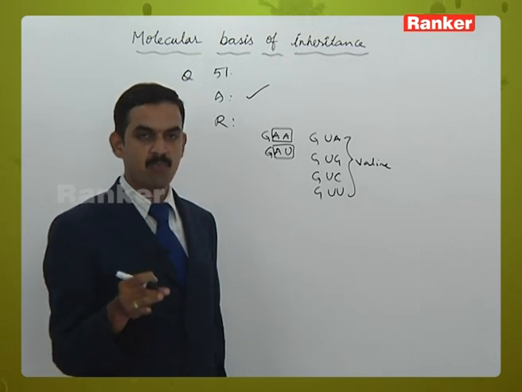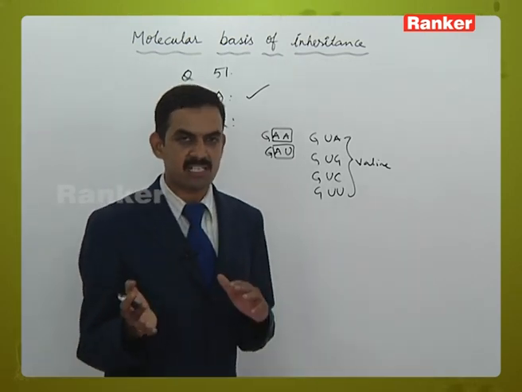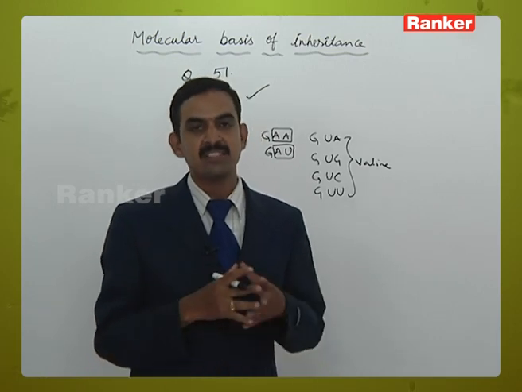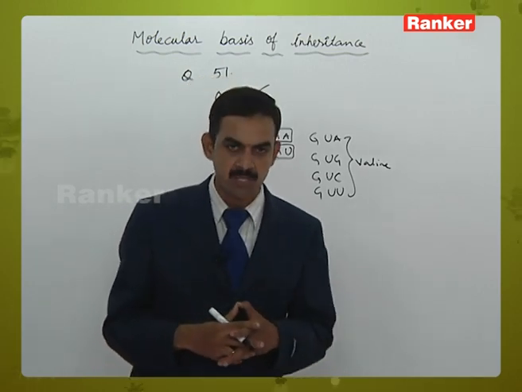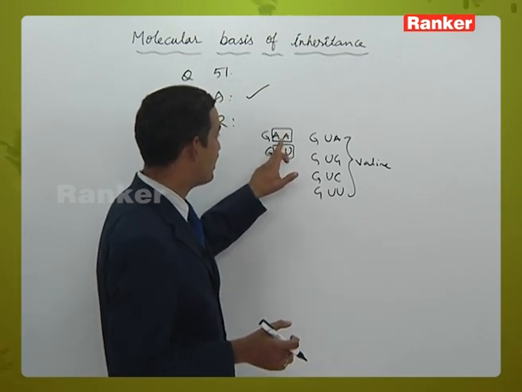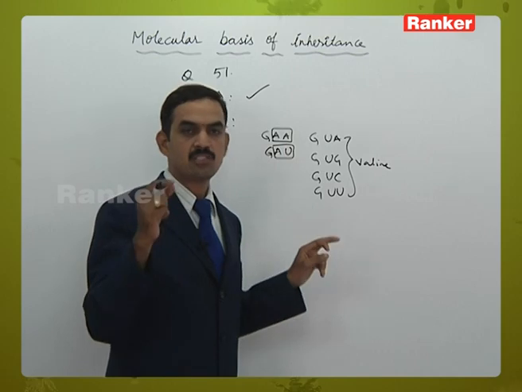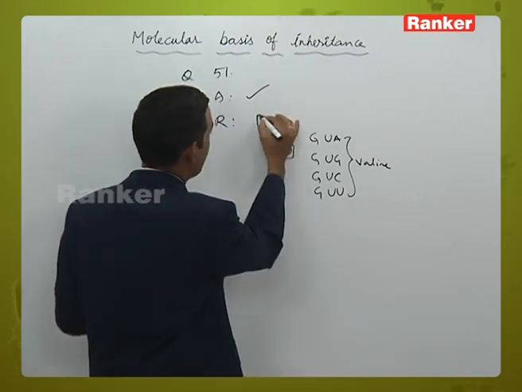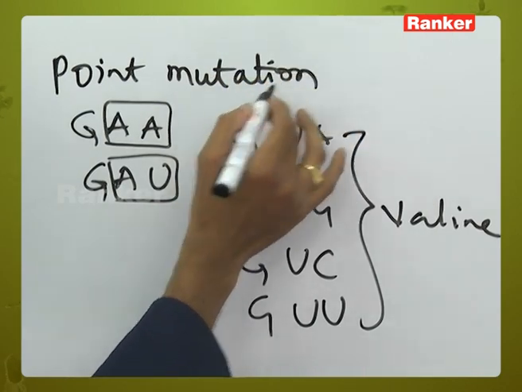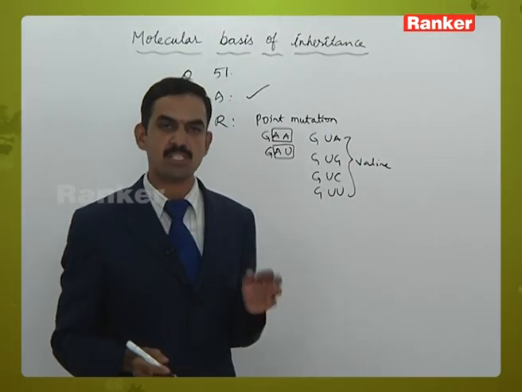Because of that, as a change in the amino acids is taking place in the protein chain, the nature of the protein chain itself is changing. That is leading to sickle cell anemia. So as sickle cell anemia is formed due to a change in a single base pair, the change in a single base pair is called a point mutation. That means due to point mutation, sickle cell anemia is caused.